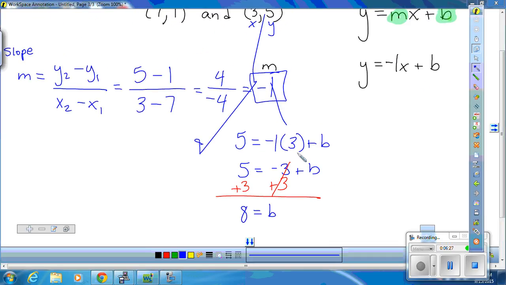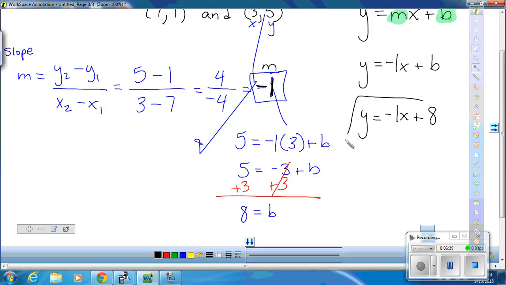So now I know that b is equal to 8, so y equals negative 1x, because we figured out that the slope was negative 1, and then b is equal to 8. So this would be our equation for all of the points.